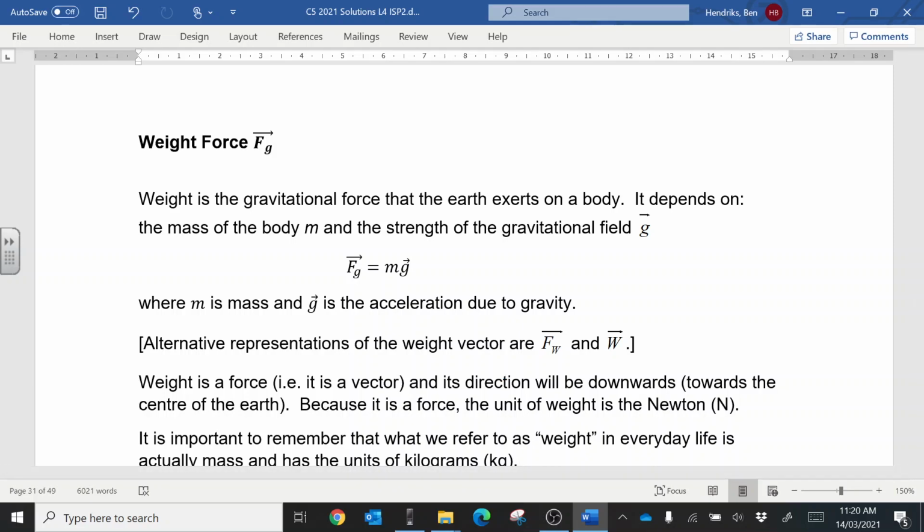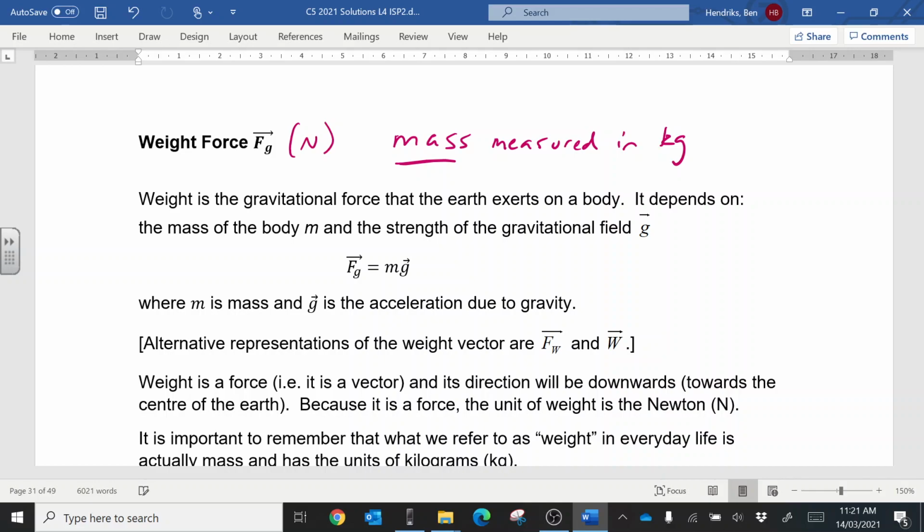Now we're looking at weight force, so on page 31 of your notes we're looking at the weight force, and weight is something that we often use in an incorrect kind of way. So weight force is measured in newtons, but what we often think of as our weight is actually mass. Mass is measured in kilograms. So when you jump on your scale, you're actually measuring your mass and not your weight. It's one of the things that we often have a misconception about.